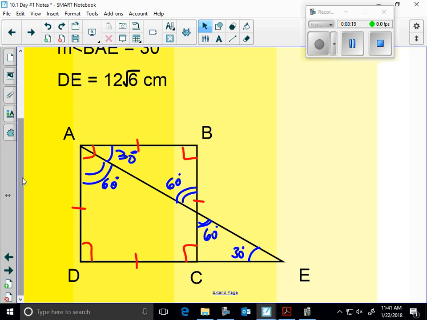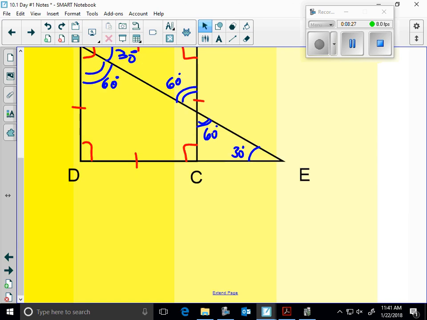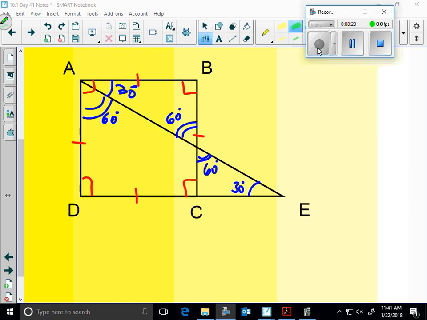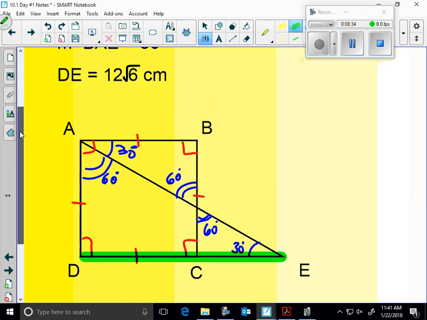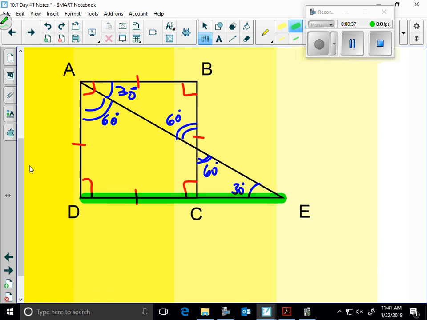What am I trying to find? Area. Okay, so DE is 12 root 6, I think that's what I said. Yep, DE is 12 root 6. So this length is 12 root 6. Oh, I see. All right, so what would this length be? Well, it would have to be half of that, which would be 6 root 6.